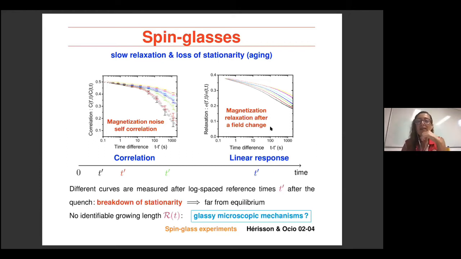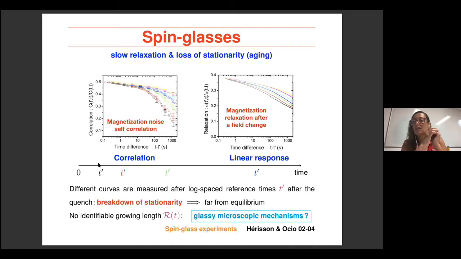Simpler experiments to make are the ones of the linear response, because there you perturb the sample with some field and then you let it evolve afterwards. So what they have done here is that they applied a field from 0 to t prime, and then they switch it off, and they see how the magnetization, which is now high, decreases in time after switching off the field.